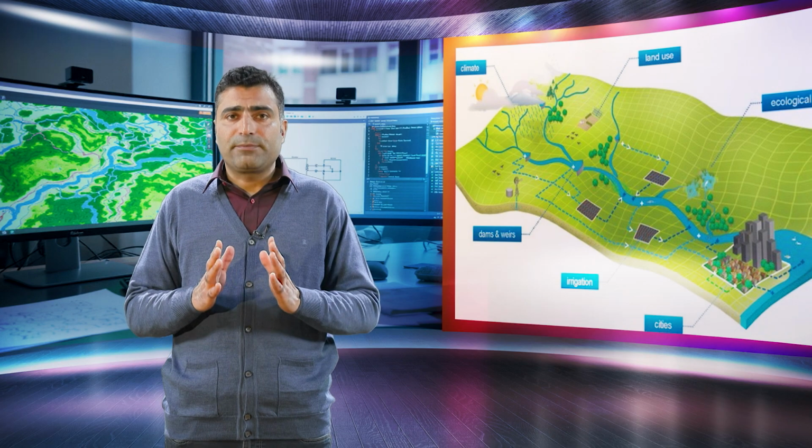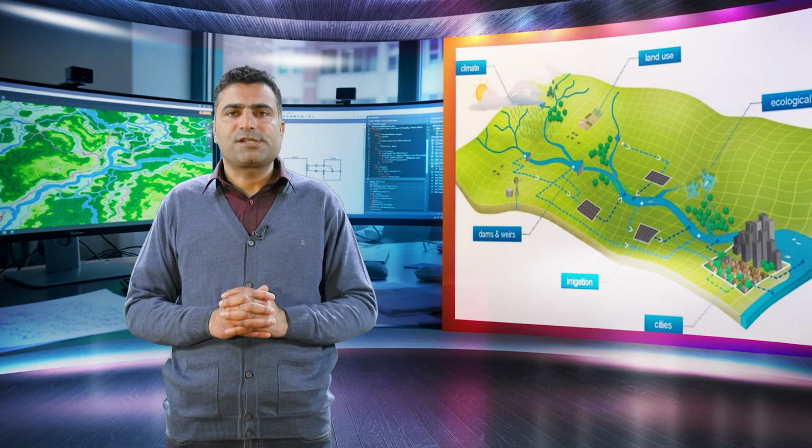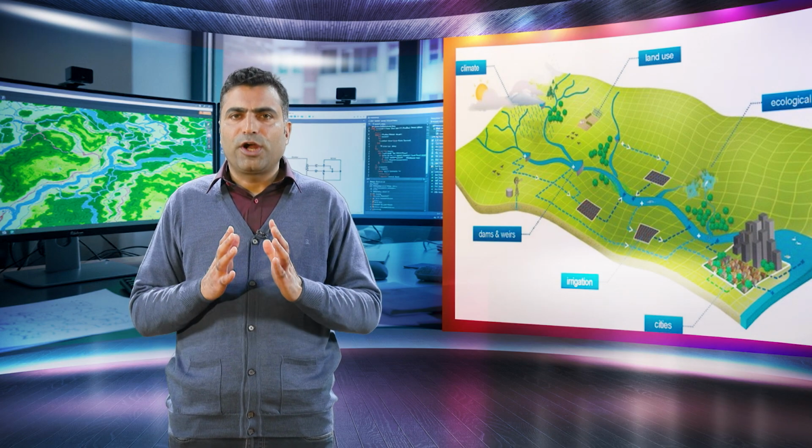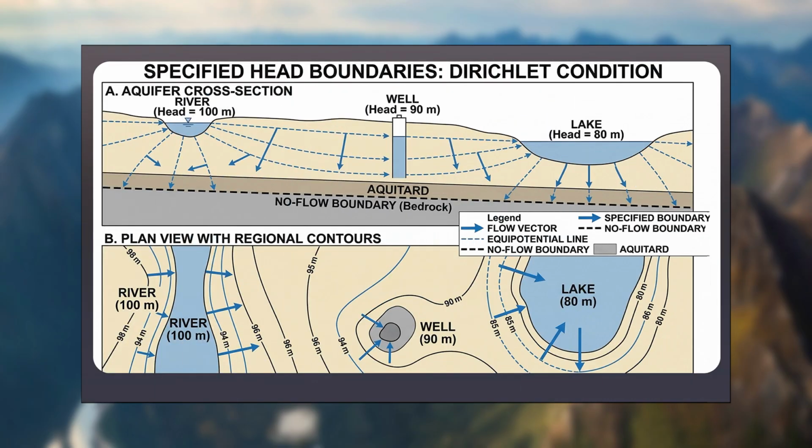There are three primary types of mathematical boundary conditions used in quantitative hydrogeology and hydrology. First is the specified head boundary. The specified head boundary fixes the water level, that is hydraulic head, at the chosen points along the model boundary.